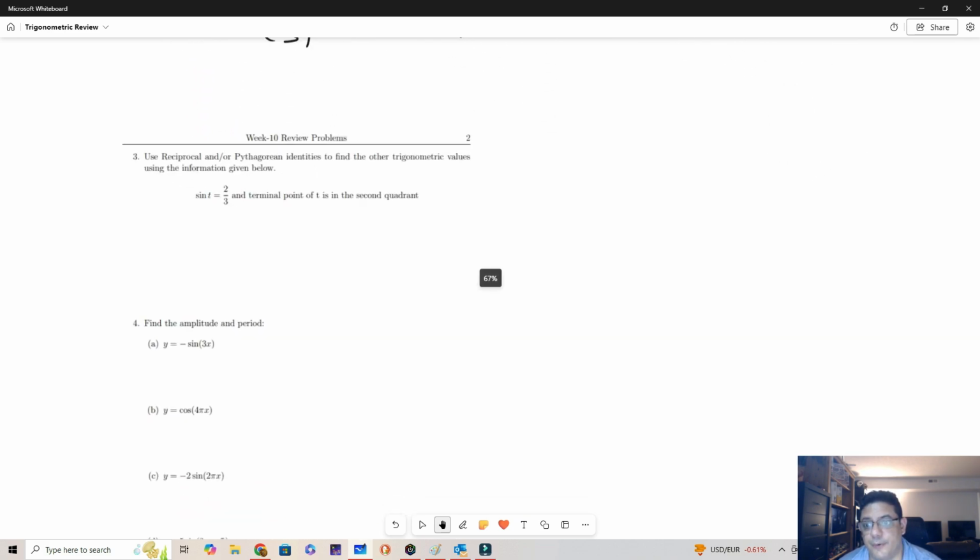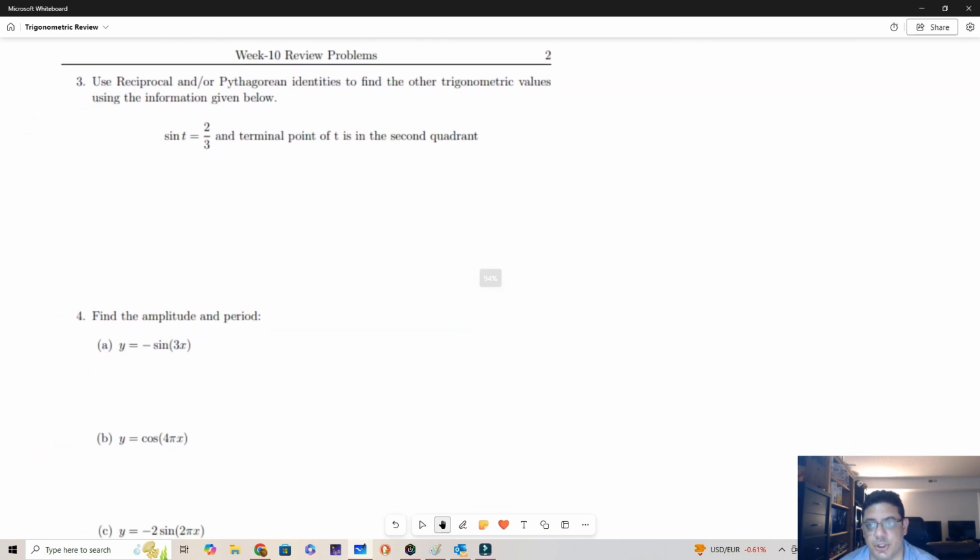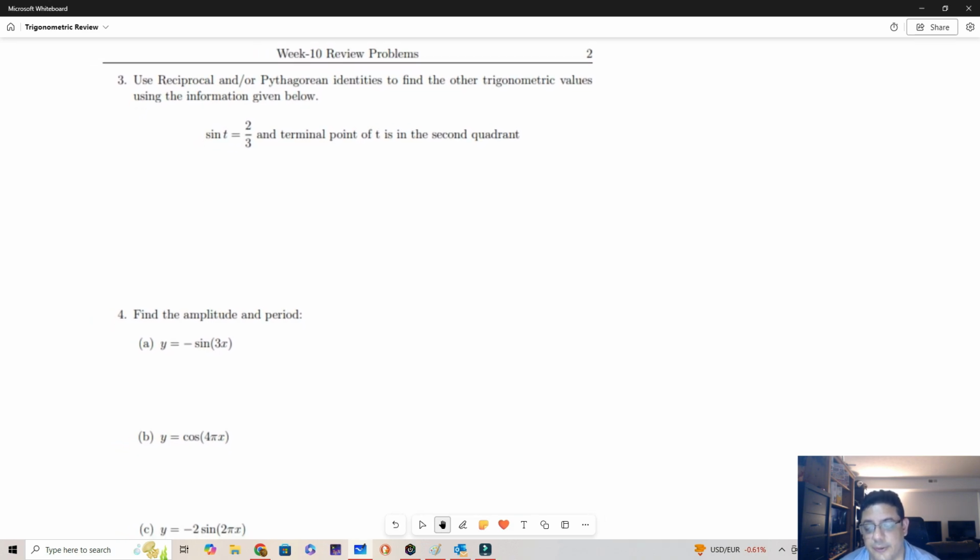So now for another type of question that we can do, we can use the reciprocal or Pythagorean identities to find other trigonometric values when we're using the information about one of the specific identities. So for example, here we have sine of t equals 2/3, and we have that the terminal point of t is in the second quadrant.